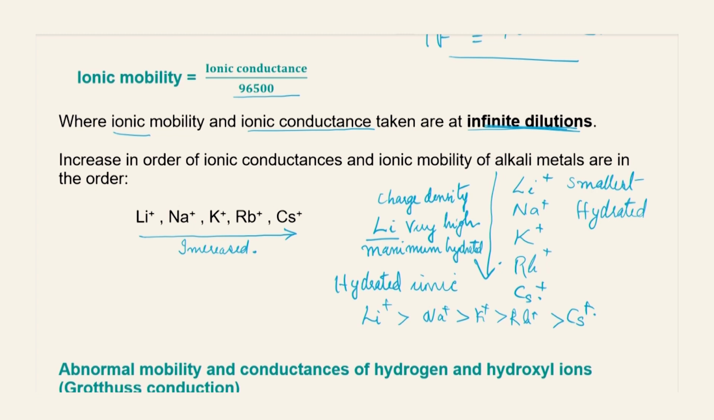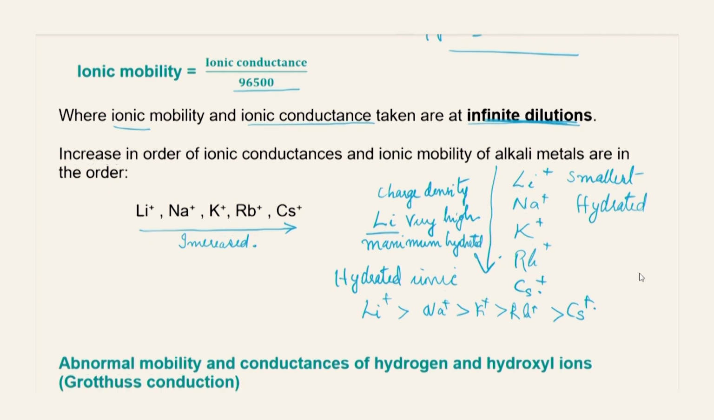Okay. So, what is the reason for that? Lithium being small, it is mostly hydrated, and therefore the hydrated ion size for lithium is larger, and therefore lithium ions move slowly. While cesium, being larger in size, has low charge density and is less hydrated, and therefore cesium moves faster than lithium.